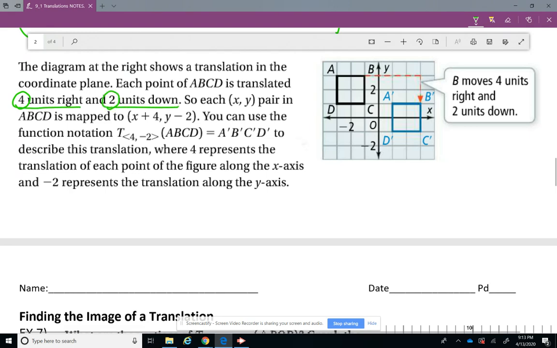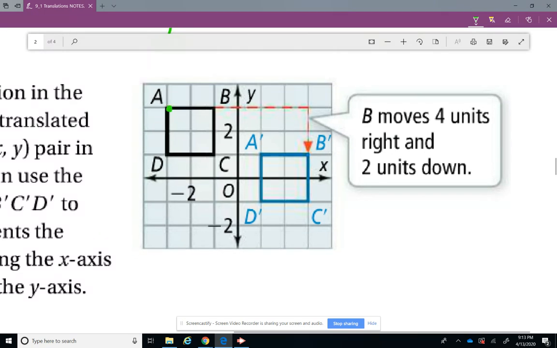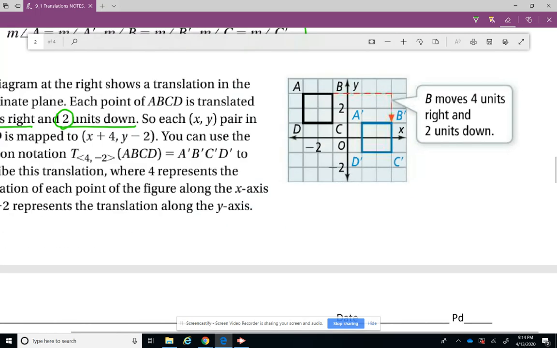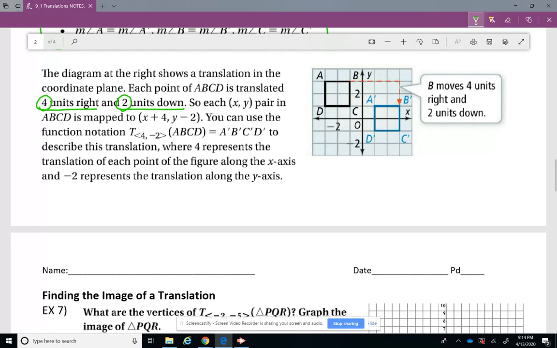So I want you to look at this for a minute. Here's A. It goes 1, 2, 3, 4 units right, and it goes 1, 2 units down. That's where I mapped it from. Now they showed you B. I was showing you a different one. B goes 1, 2, 3, 4 units right and 1, 2 units down. It tells you specifically what you do. The easiest way to translate on a coordinate grid is to translate your vertices.